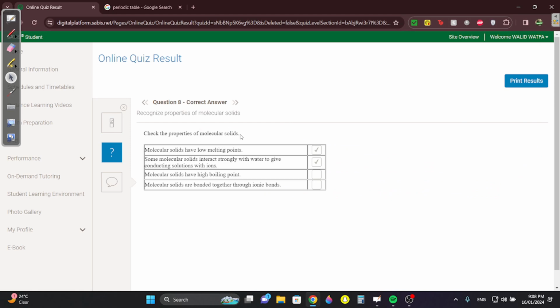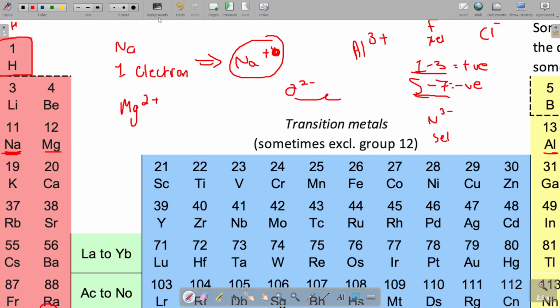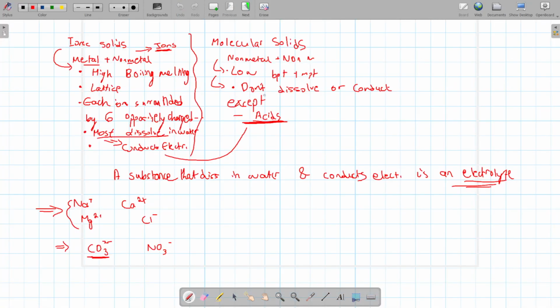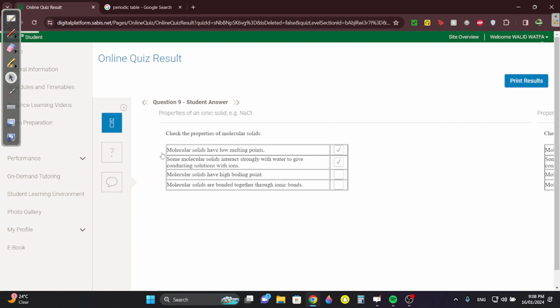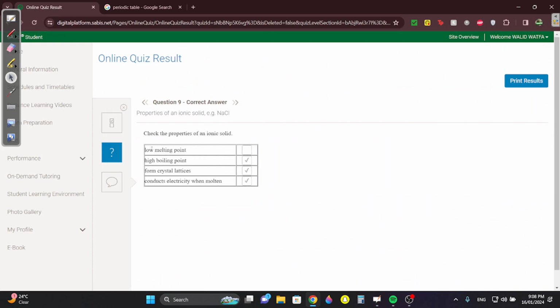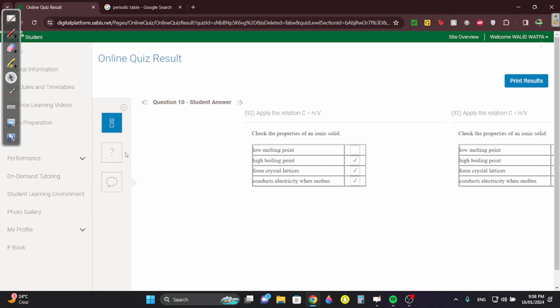Question 8. Molecular solids, I told you, have low melting points and low boiling points. But some of them interact with water to give conducting solutions. Some of them are the acids, only the acids. Do molecular solids have high boiling points, through ionic bonds? Of course not. Do ionic solids have low melting points? No. They have high boiling and high melting points. They form crystal lattices and they conduct electricity when molten or when dissolved in water.